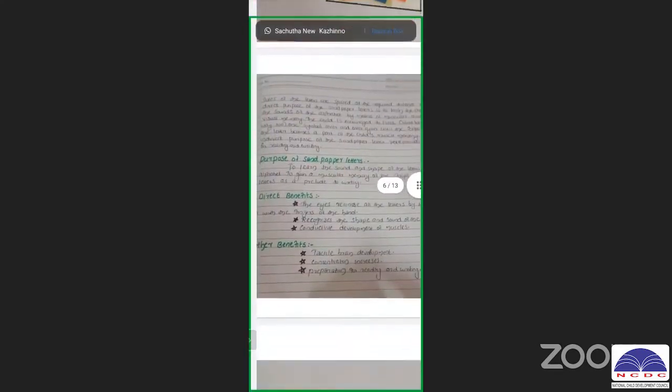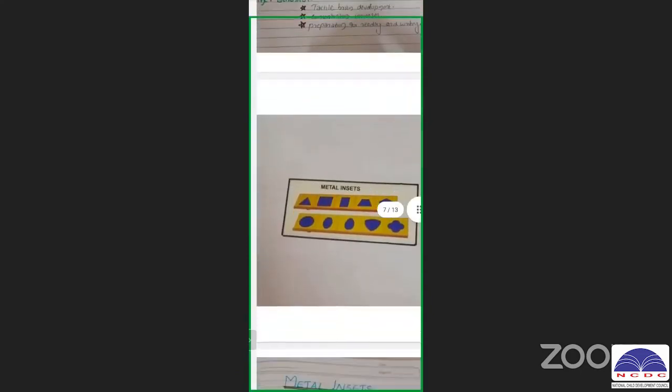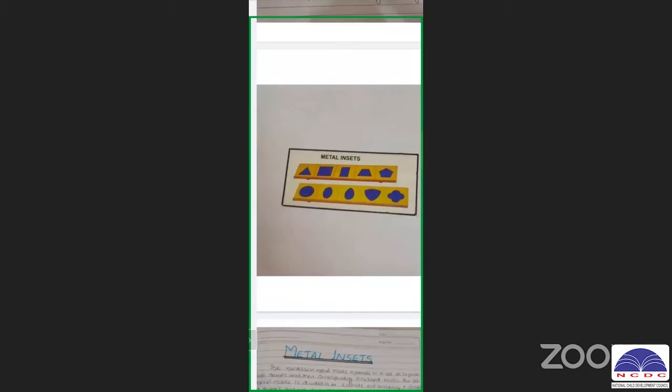The next one is metal insets. Metal insets are another type of activity. It is a set of 10 pink metal frames, or yellow, with different colors and shapes. There are 10 shape insets, each with a knob, such as rectangle, triangle, oval and ellipse. By taking each inset, they can place it on a paper and draw around it with a pencil or any sketch pen, so they can identify the different shapes.